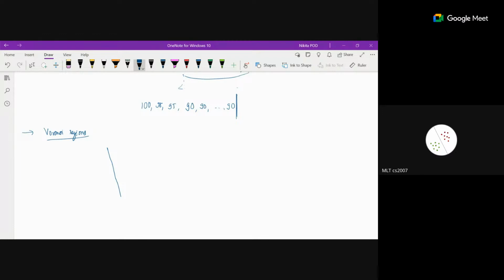Voronoi distance. Okay. So for example, let's take the case of k equal to 2. When you have two clusters, then what will happen? Let's say these two clusters we have, and this is my mu1 and this is my mu2.